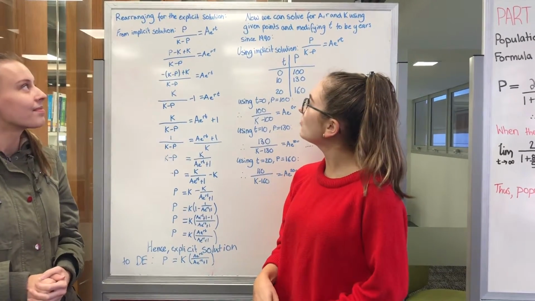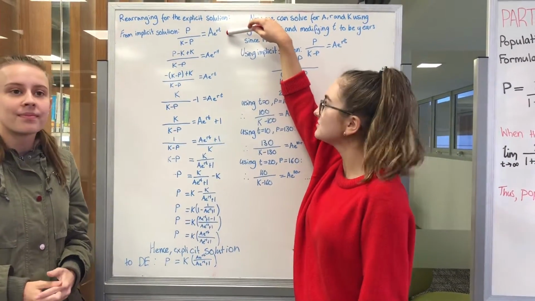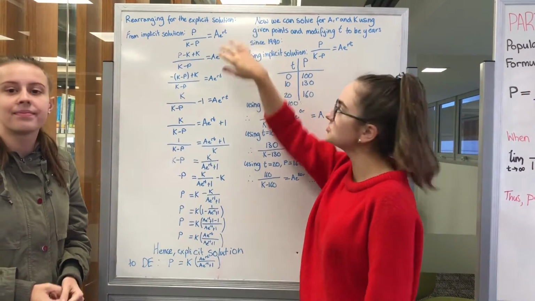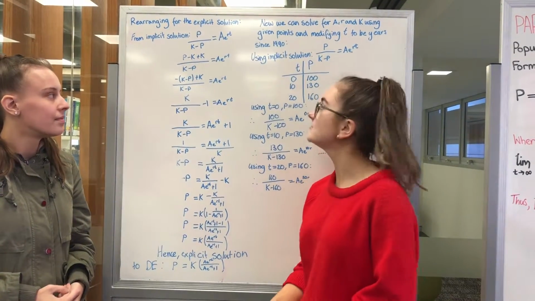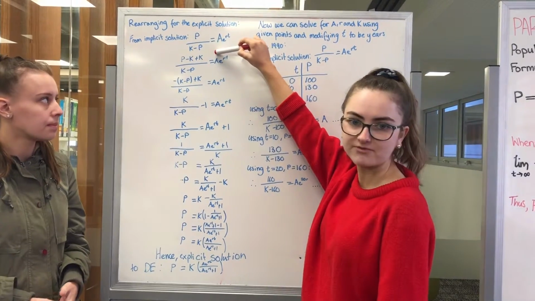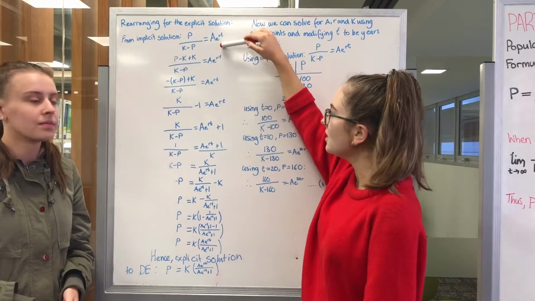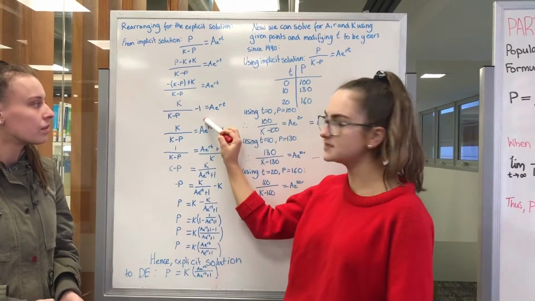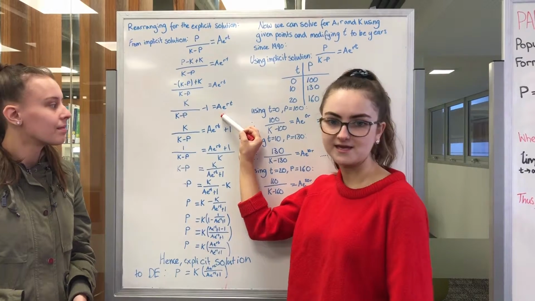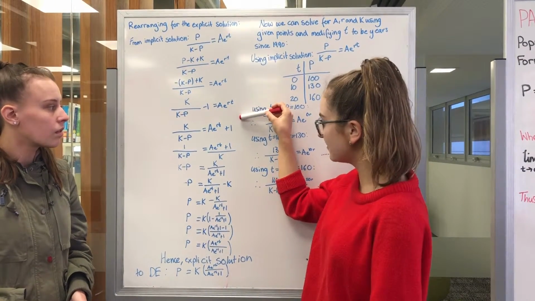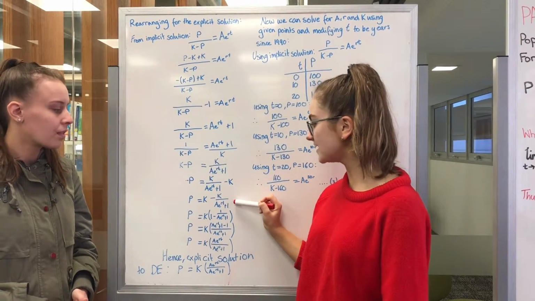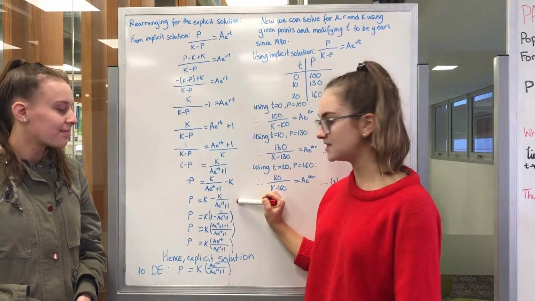So now we can solve for an explicit solution which directly relates the population with time, and we can do this from the original implicit solution of P over K minus P equals A e to the RT. So firstly, we take K and add K on the top of the fraction, which is essentially adding 0, and this simplifies down to K on K minus P minus 1 equals A e to the RT, and through further simplification, we get P equals K on A e to the RT plus 1.